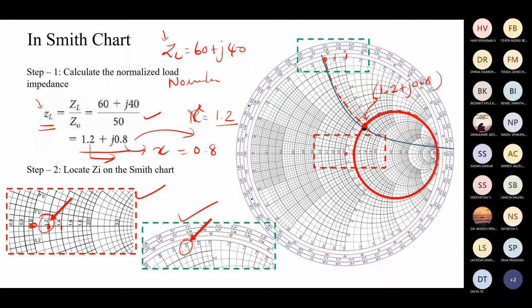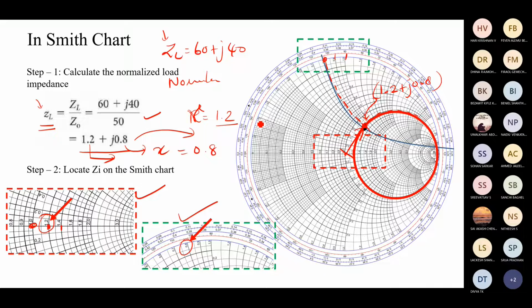Now once we have mapped it, we can easily calculate the reflection coefficient. How to calculate the reflection coefficient? The easiest way is to measure from the center to this point, the radius of this particular point. That is the reflection coefficient with respect to the radius of the Smith chart. Many people used to get confused about the radius of the Smith chart.